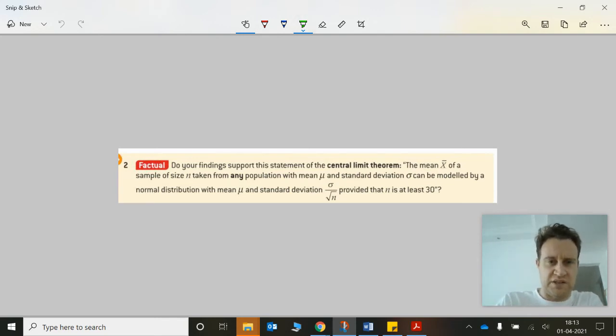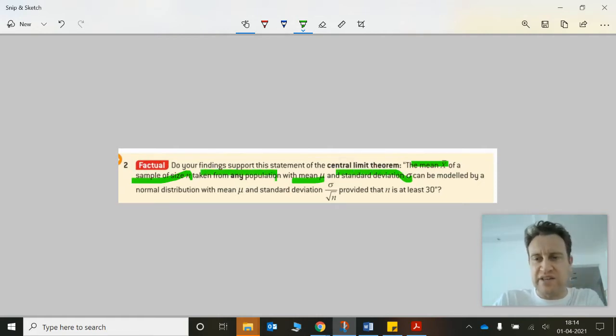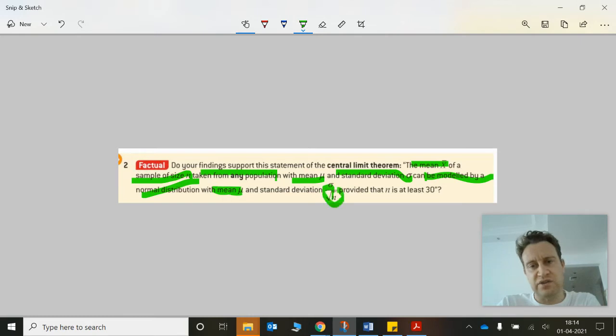Okay, so the central limit theorem is this: the mean X bar of a sample of size n taken from any population with a mean of mu and a standard deviation of sigma can be modeled by a normal distribution. Okay, so we've taken from any population. Not necessarily a normally distributed population, but it can be modeled as a normal distribution with a mean of mu and a standard deviation which is much smaller, which is adjusted by dividing by the square root of n, provided that n is at least 30. Oh, there's a lot to unpack there.